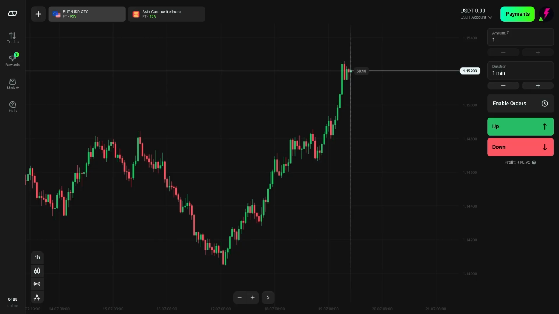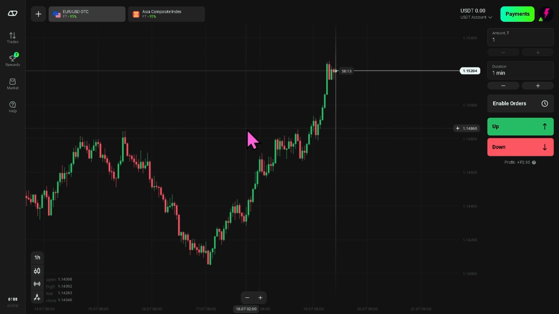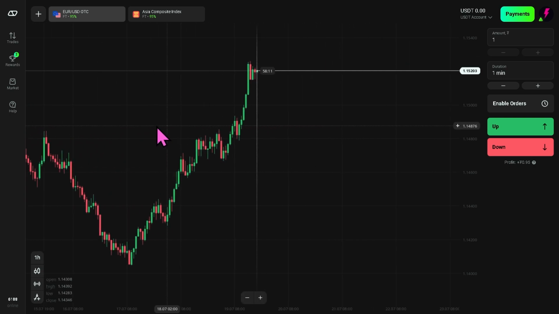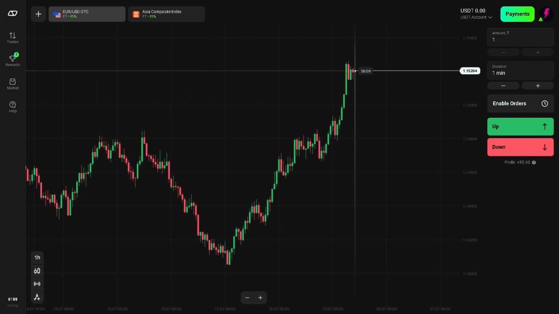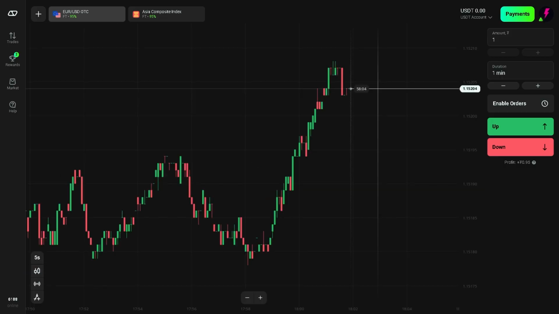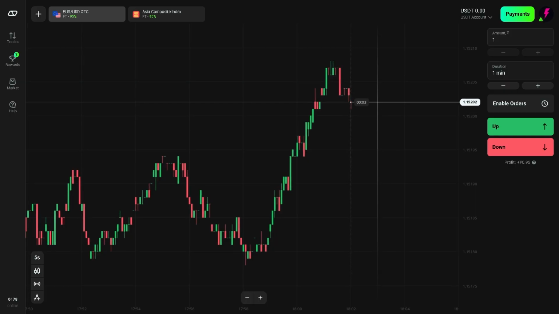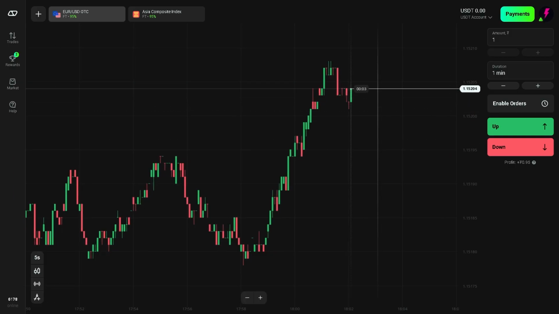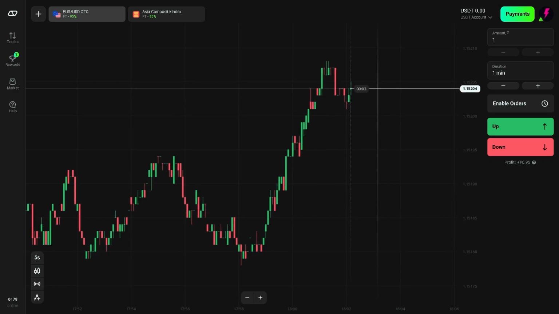Now, before entering any trade, determine whether the market is trending upward or trending downward, or sometimes moving sideways. An uptrend creates higher highs and higher lows. So we're going to go back to the 5 seconds because a downward trend creates lower highs and lower lows. So if the price is moving sideways without a clear direction, like you can see from here, it may be best to wait for stronger market momentum. Remember, trading with the trend generally provides higher probability setups.